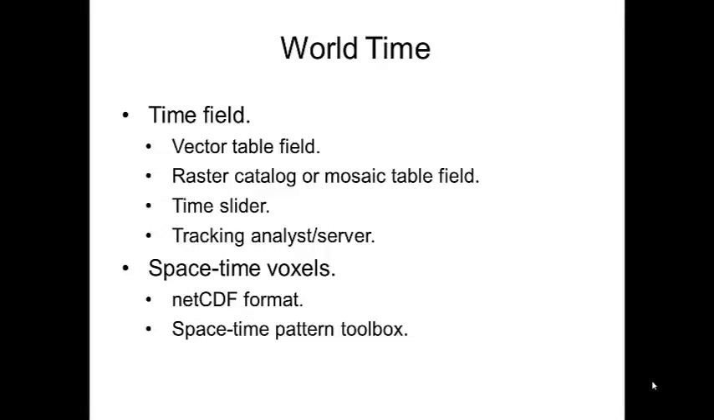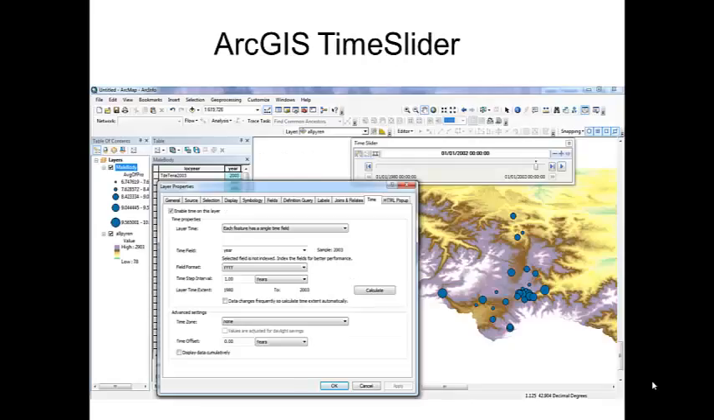They also, in 10.3, have this space-time voxel. A voxel is a 3D raster cell model. This is quite interesting. They store it in netCDF format, which is a multi-dimensional scientific data format. And there's a new thing called the Space-Time Pattern Toolbox that allows you to explore these, build these space-time voxels, and analyze them. So, have you seen the time slider?